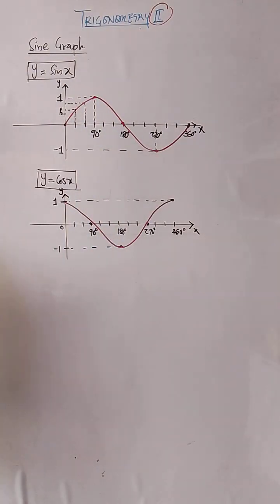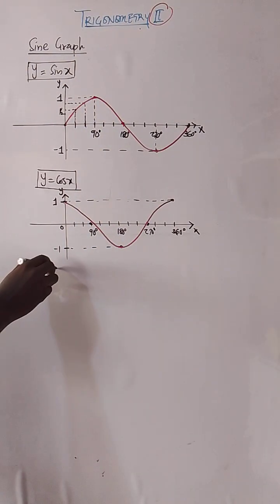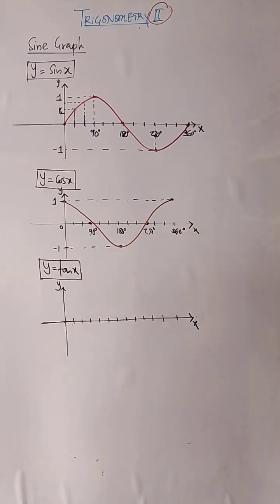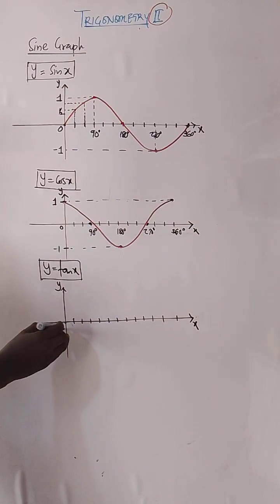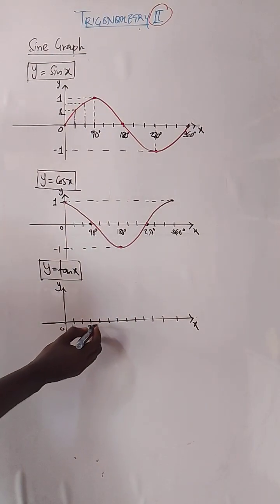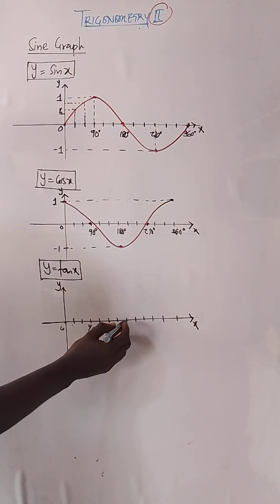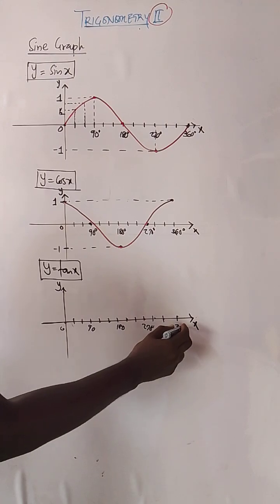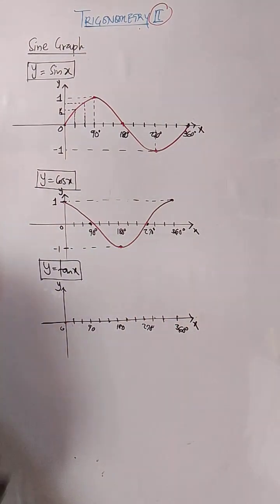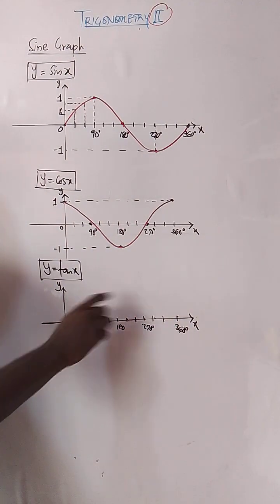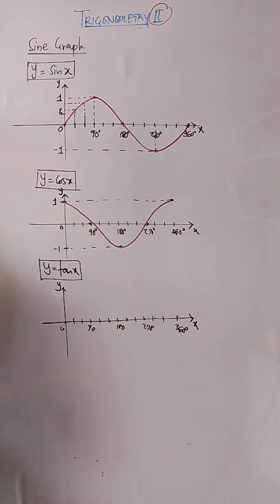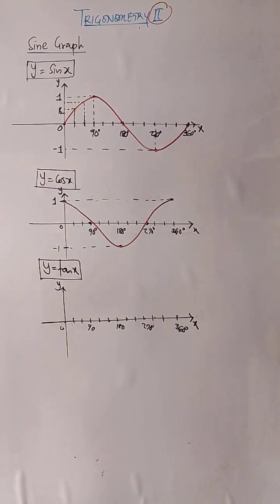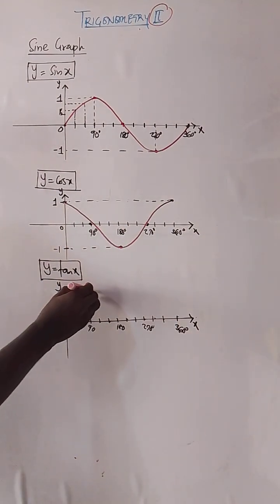We can actually show other graphs too. Let's do y equals tan x and see what we are going to get. 30, 60, 90, 180, 270, 360. If you are sketching, it's better to put all the values from 30, 60, and plot the points. You can use your calculator, special angles or quadrants to get the values, then you plot your points together. But you should know that tan 90 is undefined.